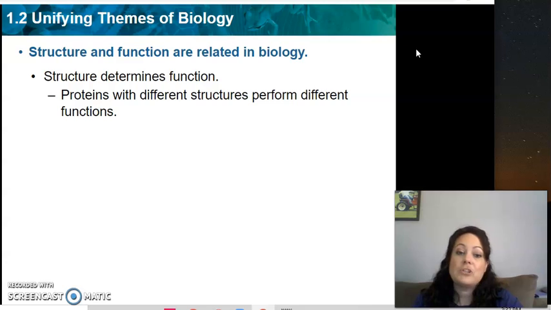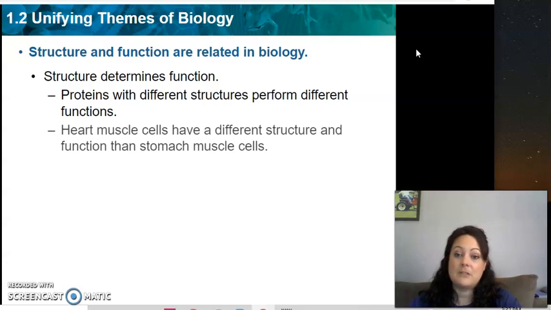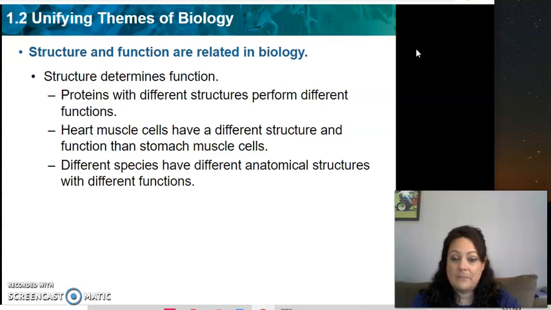Proteins with different structures will perform different functions. Heart muscle cells have a different structure and function than stomach muscle cells. Because they do different things, they have different functions. Structurally, they are going to look different. Different species have different anatomical structures with different functions.